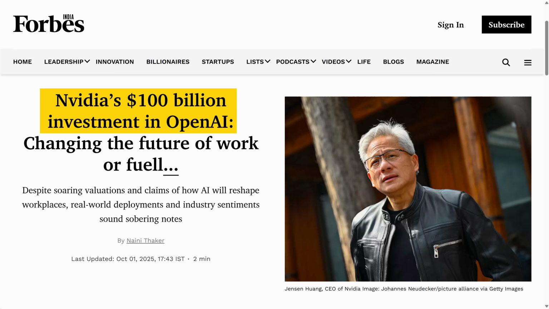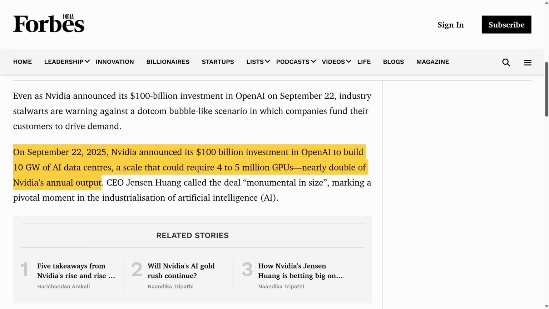So here is the bit that I found really interesting about OpenAI. Just a few days ago, Nvidia announced that they will invest $100 billion into OpenAI. On September 22nd, 2025, Nvidia announced its $100 billion investment in OpenAI to build 10 gigawatt of AI data centers, a scale that would require 4 to 5 million GPUs, nearly double Nvidia's annual output. So here is the way this works.